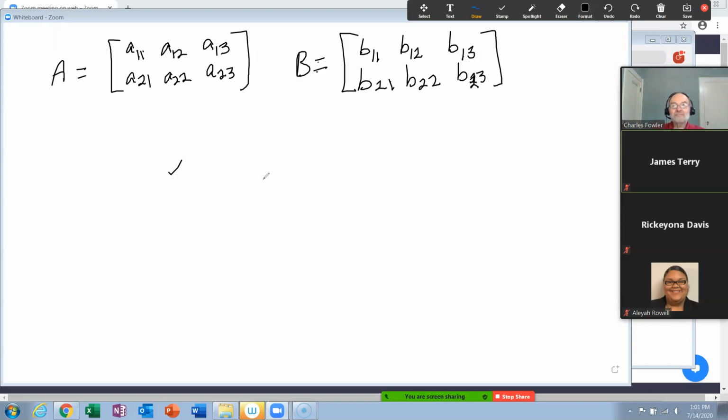Now, the next one: is there some matrix in that space that when you add it to A, you're going to get the 0 matrix? Sure. Negative A11, negative A12, negative A13, negative A21, negative A22, negative A23. That will give you, when you add it to A, the 0 matrix. So there is a minus A. A plus the negative of A is going to give you the 0 matrix. So all 5 of the first 5 are done.